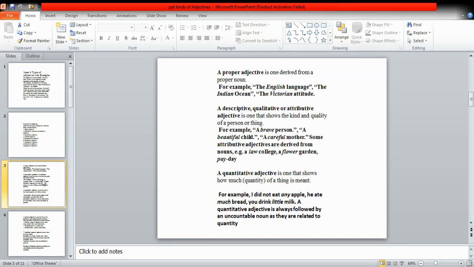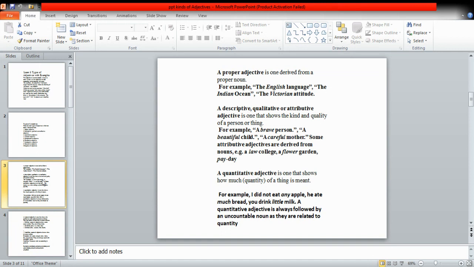Then we come to the next kind, and that is a descriptive, qualitative, or attributive adjective. I told you, guys, if you remember, that I give you all the names and all the terminologies in this lecture because any kind of terminology, any word, any name can be used by the examiner. So if you are familiar with all the names and all the terminologies, only then will you be able to identify them in the exam.